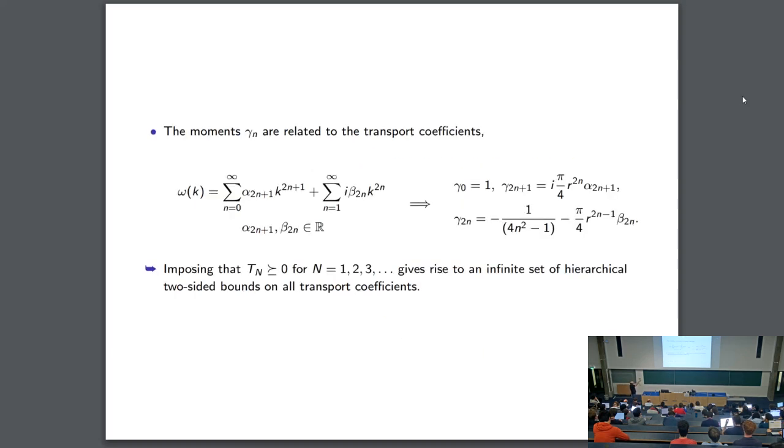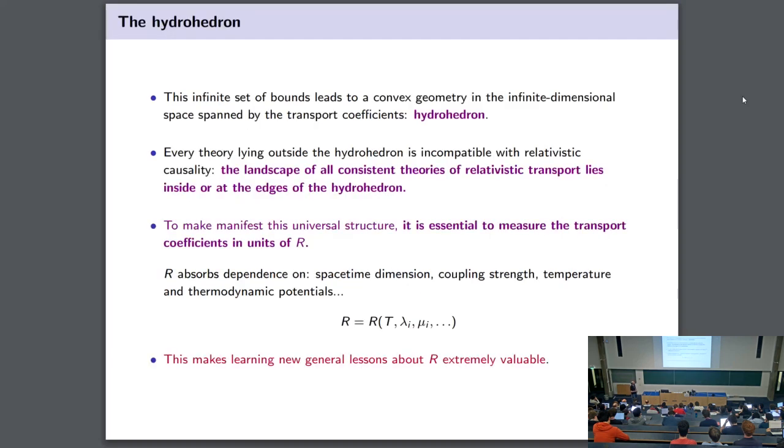Moments of the measure are straightforwardly related to transport coefficients. So, imposing that each matrix for n equals 1, 2, 3, 4, etc., is positive semi-definite gives you an infinite number of bounds on the transport coefficients. This is how the bounds are obtained, okay? And this infinite set of bounds is going to lead to this universal convex geometry in the infinite dimensional space of transport coefficients, which we are referring to as the hydrohedron.